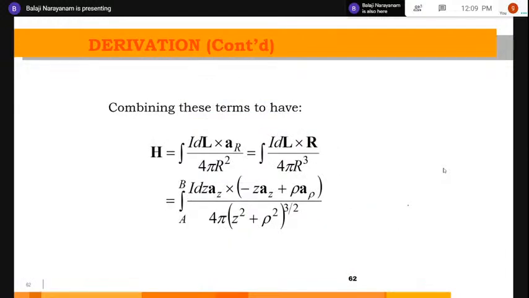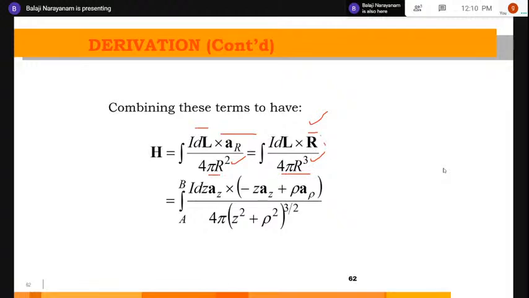Now you may combine these terms. You may combine the terms I dL cross producted with aR bar. In place of aR we have R bar divided by mod of R bar. Mod of R bar is R. So R square is already there, and R square multiplied with R will result in 4 pi R cube.